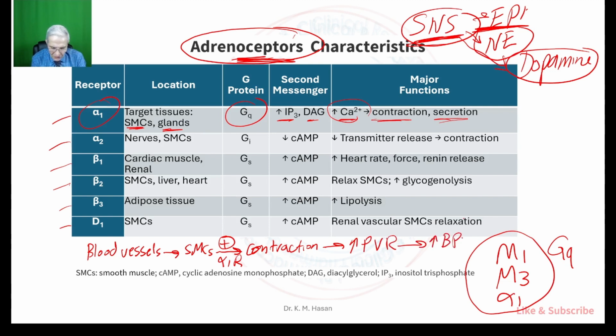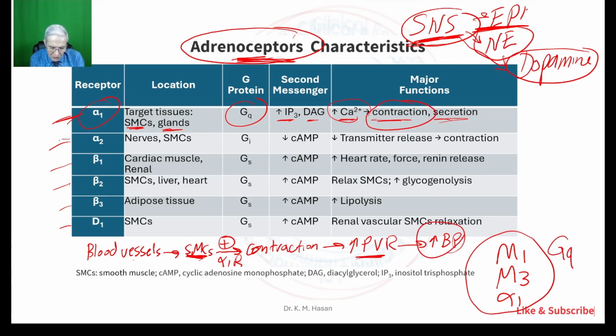So now you can see if we have a medication that activates alpha 1, it will lead to the contraction of smooth muscles in the blood vessels and increased peripheral vascular resistance, and the end result will be increased blood pressure. You can see it here, we have contraction here. Okay, this is example number 1.